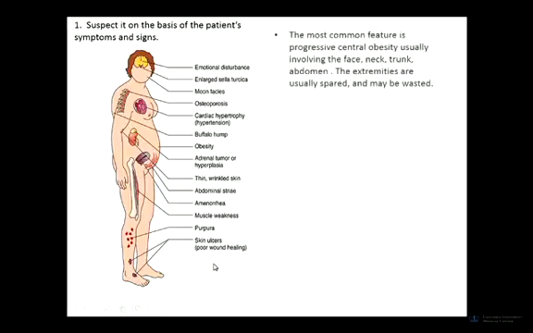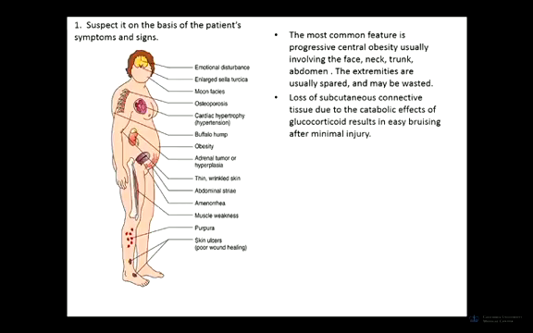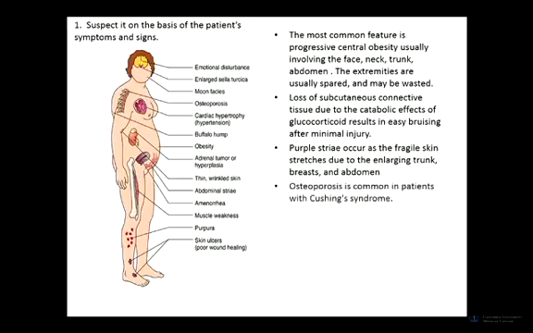The most common feature is progressive central obesity, usually involving the face, neck, trunk, and abdomen, while the extremities are usually spared and may be wasted. The loss of subcutaneous connective tissue is due to the catabolic effects of glucocorticoids, which result in easy bruising even with minimal injury. You get purple striae because the skin is fragile and stressed by the enlarging trunk, breast, and abdomen. And osteoporosis, as we talked about, is common in patients with Cushing's.